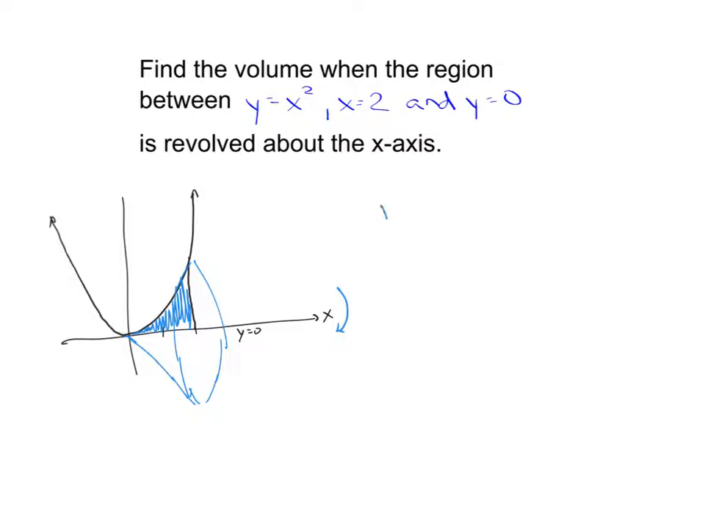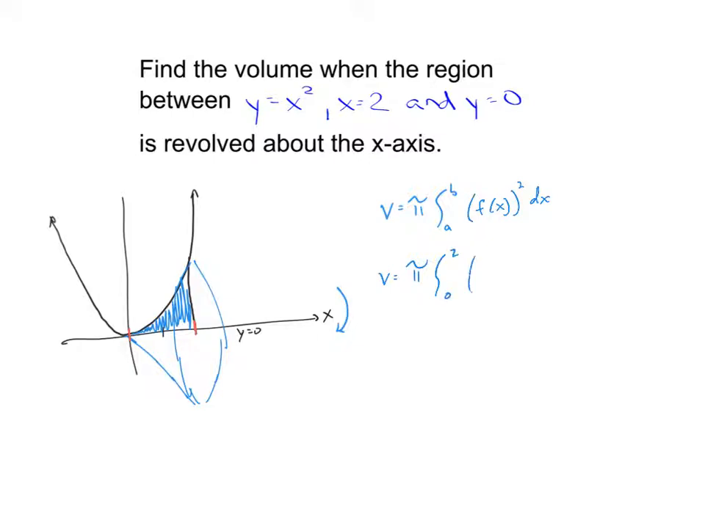So let me rewrite the formula. V equals pi times the integral from a to b of f of x squared dx. All right, so let's see what we need to substitute into that. We have pi. Our bounds from our region, it starts at 0 and ends at 2. That's where I need to add up those rectangles along the x-axis. So my bounds are from 0 to 2.